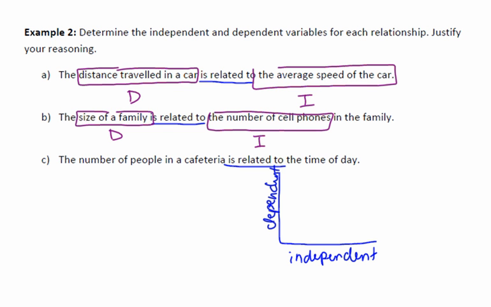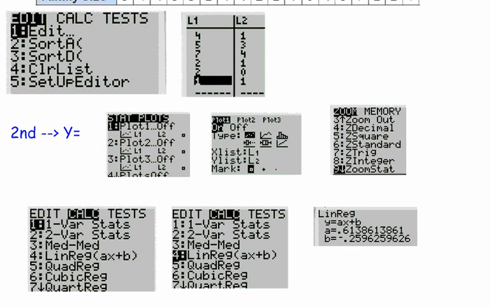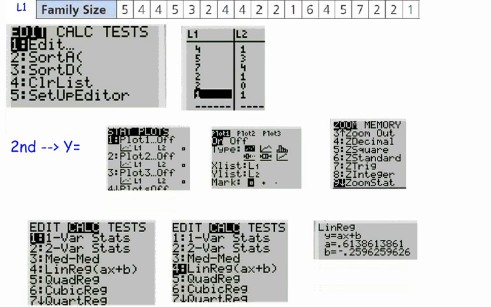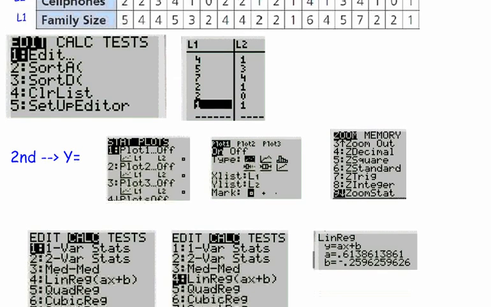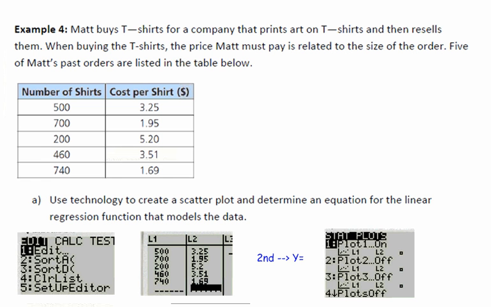Okay, last question, one more. Number 4. So here was all the calculator stuff that we did. So it's on here, but we just went through it.